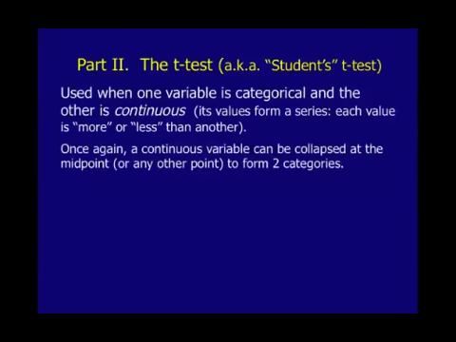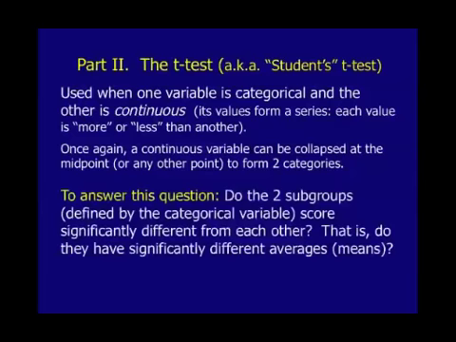Once again, if we have two continuous variables, we can collapse them at the midpoint or at any other point to form two categories. The t-test is intended to answer the question, do the two subgroups, the two groups defined by the categorical variable, score significantly different from each other on some characteristic? That is, do they have significantly different averages or means?